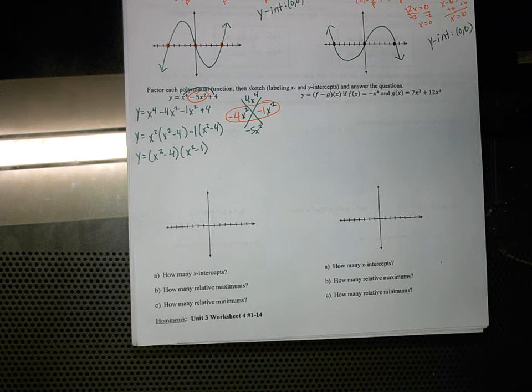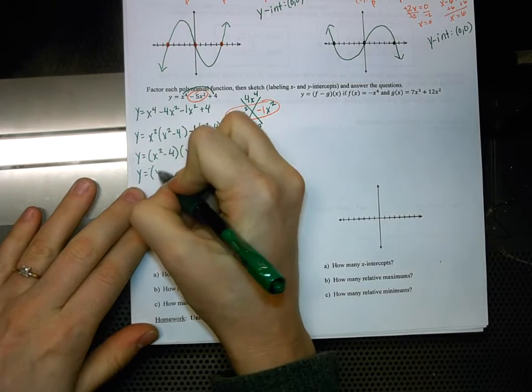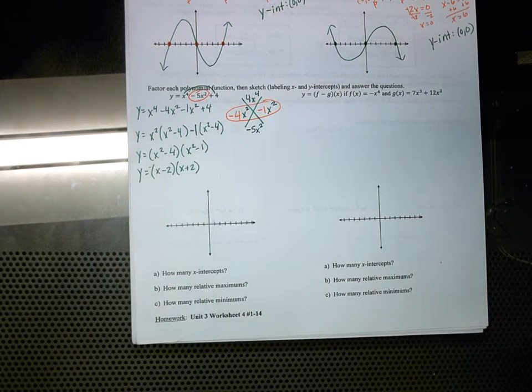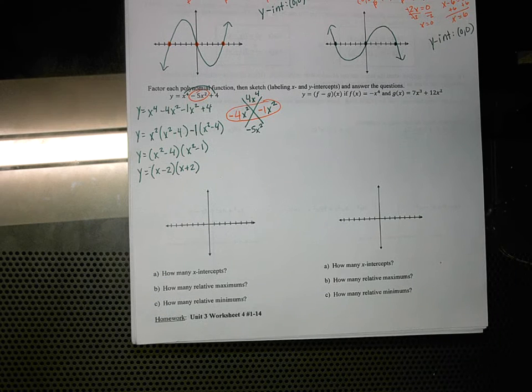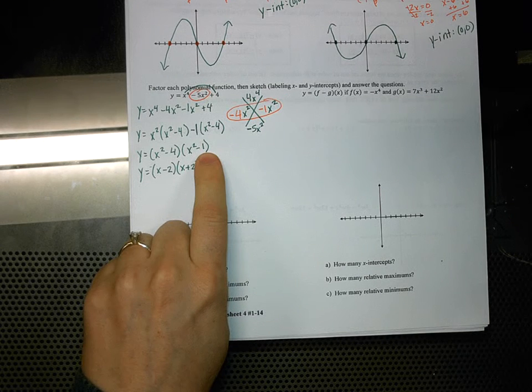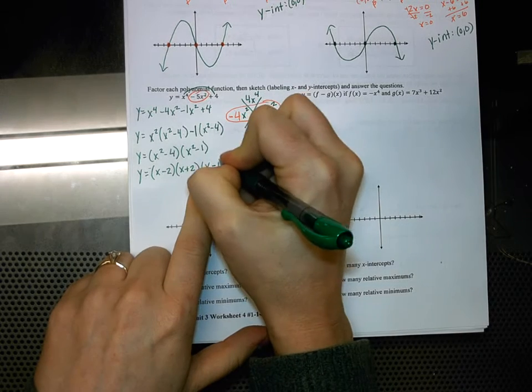Trick question. X squared minus 4 is a perfect square, so let's go ahead and factor that. That factors to x minus 2 times x plus 2. What's tricky about my question? X squared minus 1 is also a difference of perfect squares. 1. Is 1 a perfect square? What times what gives you 1? Good. So this factors to x minus 1 times x plus 1.